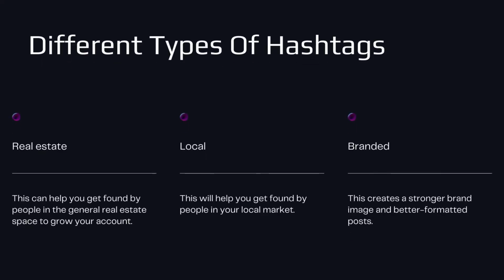So let's take a look at the different types of hashtags we want to include in our arsenal. We have some real estate hashtags we want to use, and the purpose of these is to grow our account, to get us found by a bigger, more real estate focused audience. You have local hashtags that you're going to use. This is great. This is how we're going to make our money, by people in our local market who are interested in real estate. And also, we can use branded hashtags in the signatures of our posts to make our company stand out more in our local market.